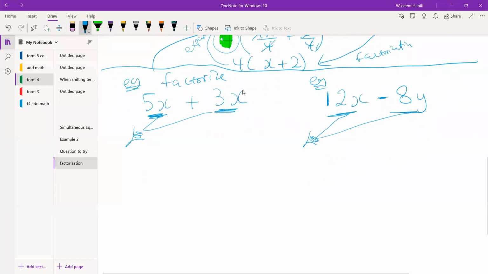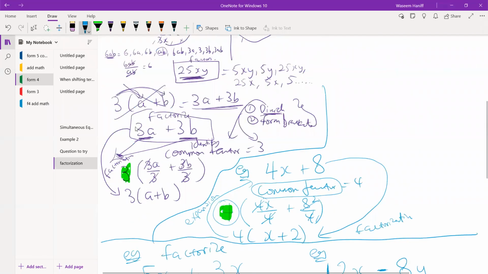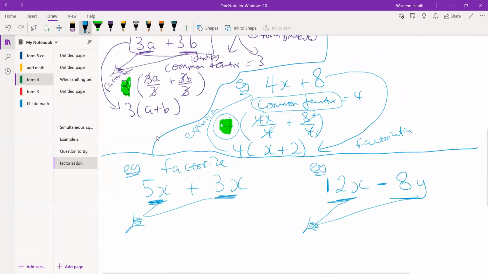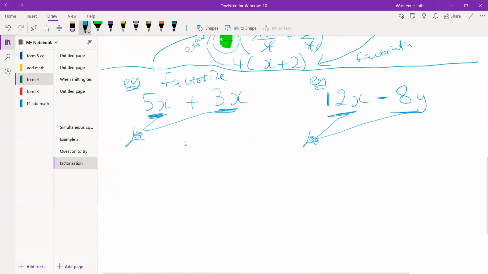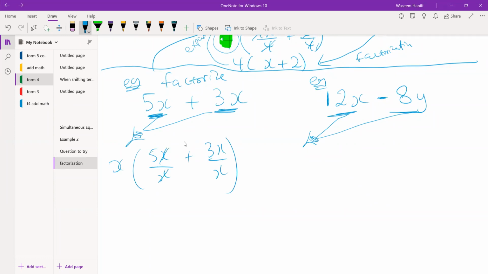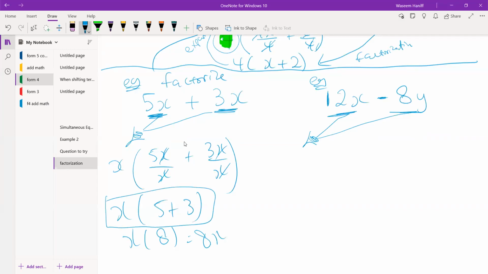Excellent. Sometimes, before these examples we did here, we factored out 3, we factored out 4, right? The factor doesn't always have to be a number. It could be a variable as well. So if x is the common factor, we're going to put x outside and divide by the common factor. So you see 5x over x and 3x over x. Cancel off, cancel off, right? So you get x open brackets 5 plus 3. And we know 5 plus 3 is 8, so this is 8x, right? Good, but that's not important. What's important is up until this step here, the factorizing process, right?